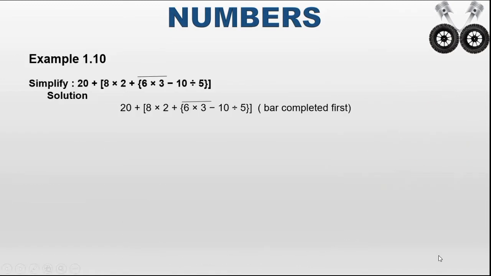So the next one is example 1.10. Simplify 20 plus bracket 8 into 2 plus, within a bracket, 6 into 3 minus 10 divided by 5, bracket closed. So in this problem we have two kinds of brackets. One is a square bracket, another one is a curly bracket. This is the square bracket and this one is called the curly bracket. So there are two brackets.